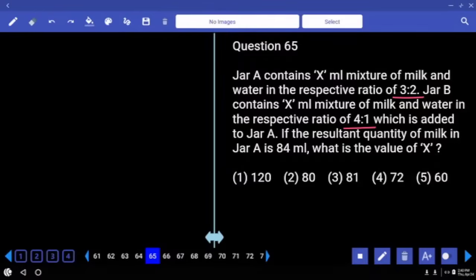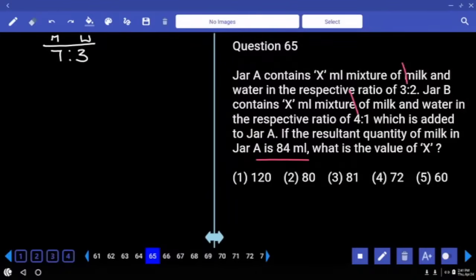Jar A, how many parts? Jar B, X is equal to 5 parts. Now if both are mixed together, you can directly add milk component, which is 3 plus 4, 7, remaining 3. Milk to water ratio is 7:3.